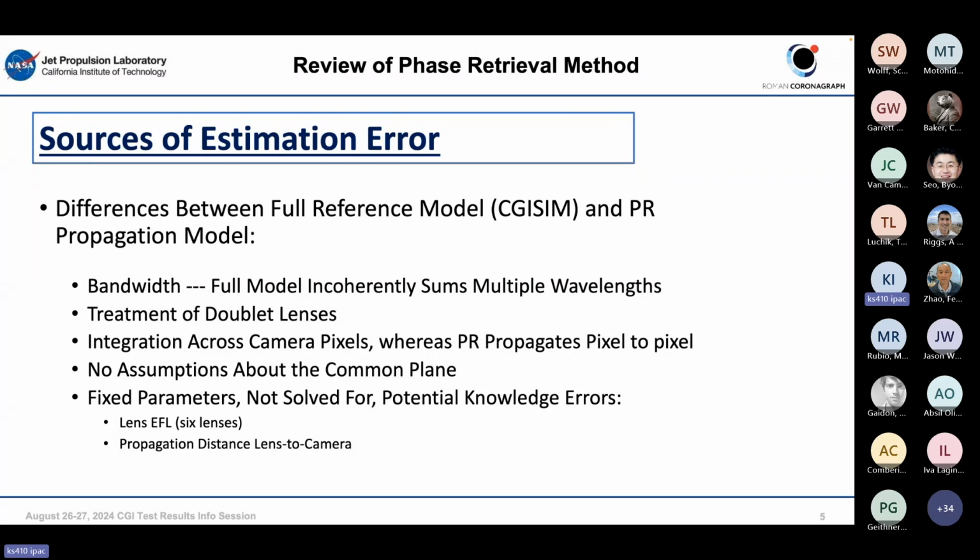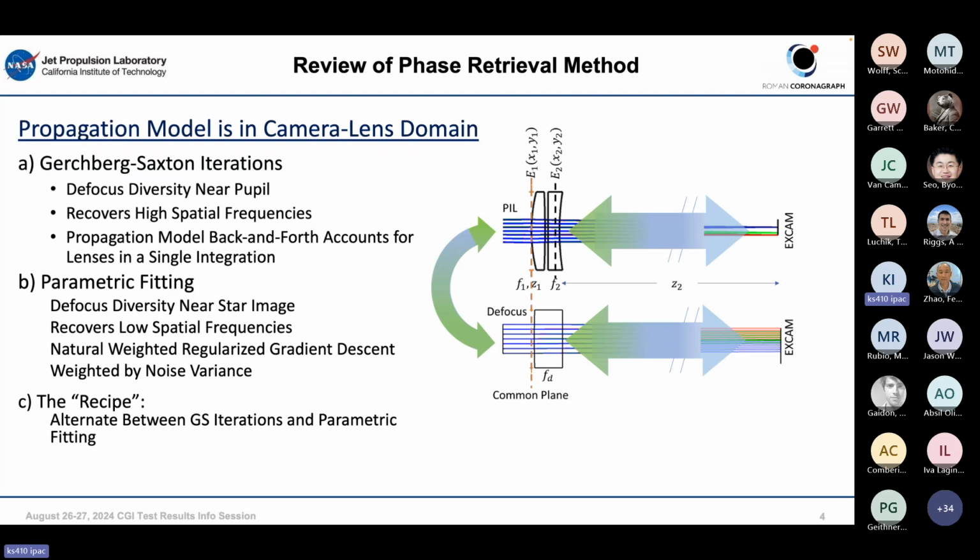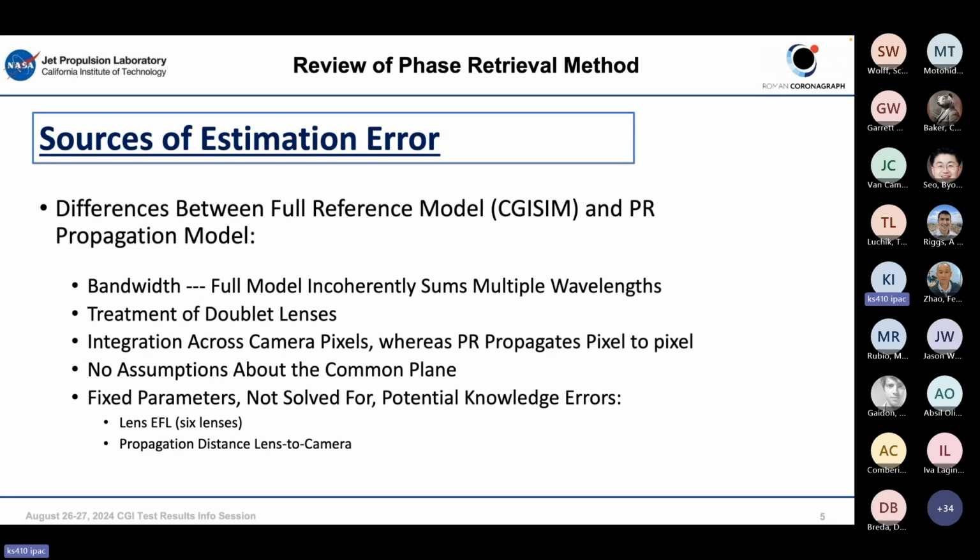So, sources of error for phase retrieval. Phase retrieval requires a propagation model. What I didn't say was that all this is numerical, so we have a model that numerically propagates through all the different lenses back and forth. But it's a simple model, mostly paraxial. And so there are some differences between the propagation model used in the phase retrieval and truth, the actual CGI. One is bandwidth.